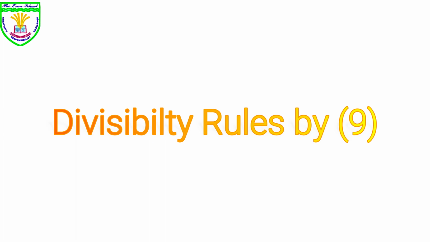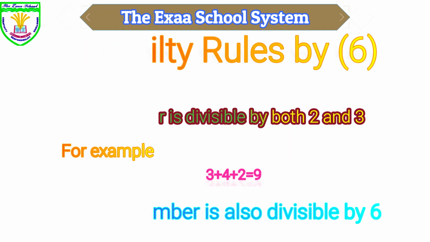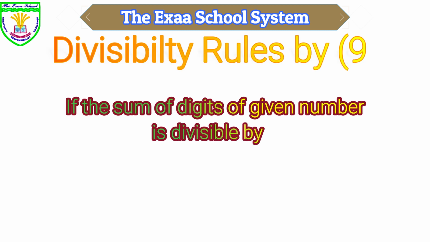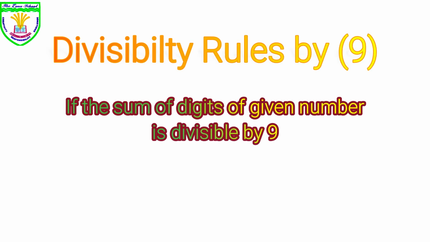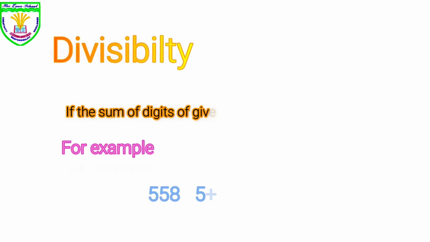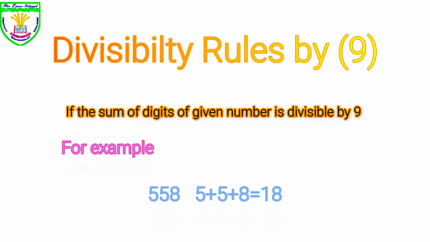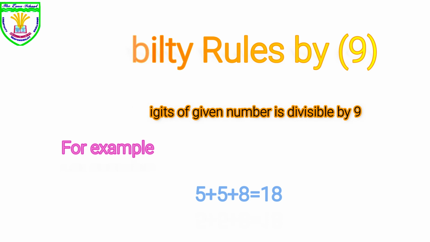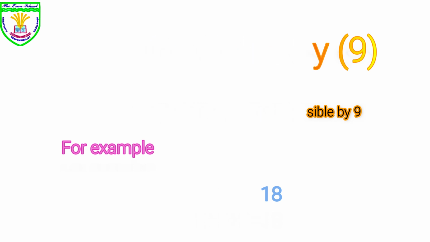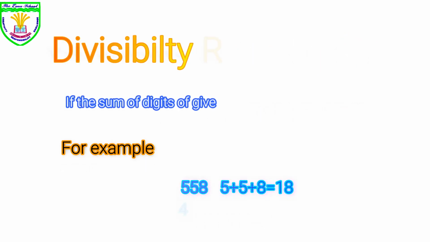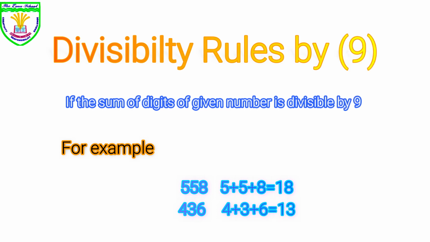Now let's see the divisibility rule for 9. The rule of divisibility for 9 and 3 is the same. To check whether the number is divisible by 9 or not, we will add the digits. For example, 558. We will add the digits. 5 plus 5 plus 8 equals 18. Yes, we know that 18 is divisible by 9, so the number 558 is divisible by 9.